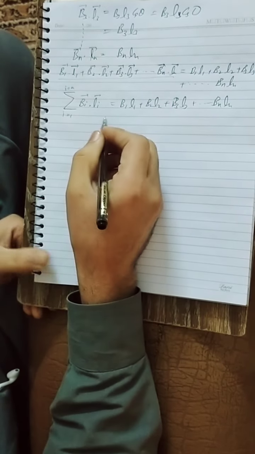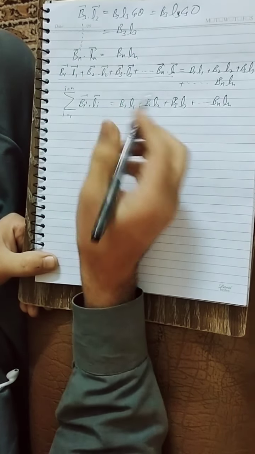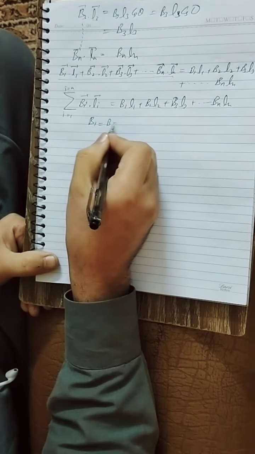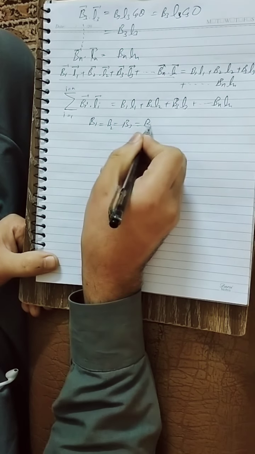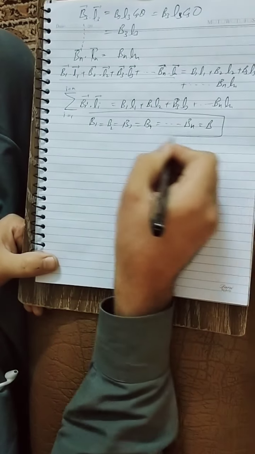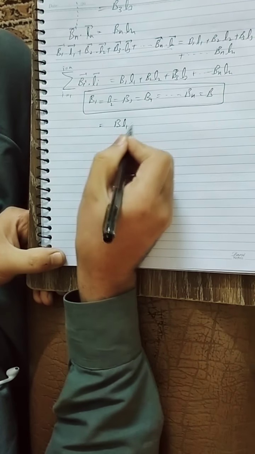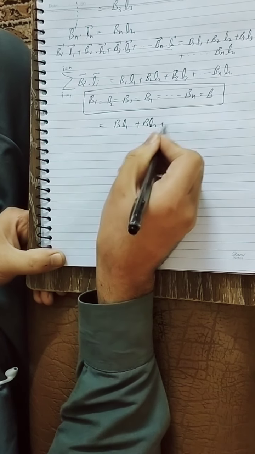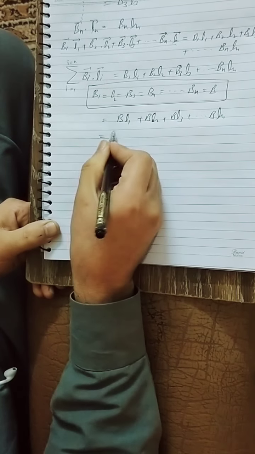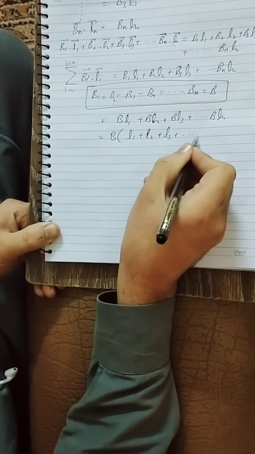Now, as the magnetic field circling around the current is constant, can I write B1 is equal to B2 is equal to B3 is equal to B4 up to Bn, up to B. So the magnitude of the magnetic field at each and every projection is the same. So I'll write this equation as B L1 plus B L2 plus B L3 up to B Ln. Now take B as common, so it will be B times L1 plus L2 plus L3 up to Ln.